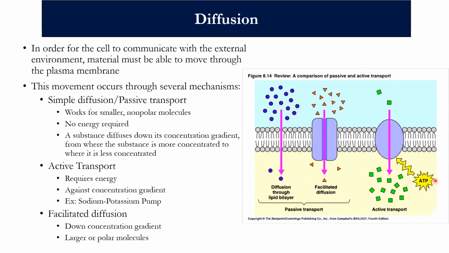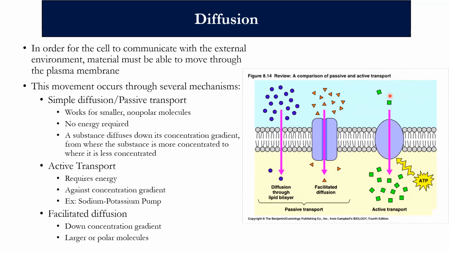And as you can see, there's less of this molecule outside of the cell compared to inside of the cell. So this molecule should be wanting to go this way. It should be going from the inside of the cell to the outside of the cell. That's along its concentration gradient.